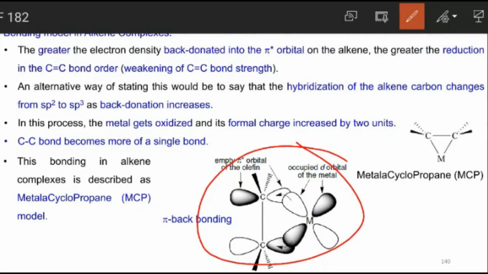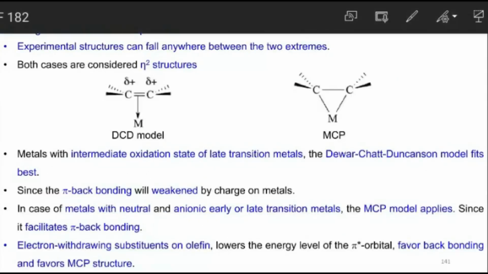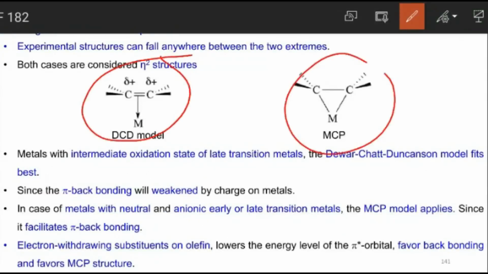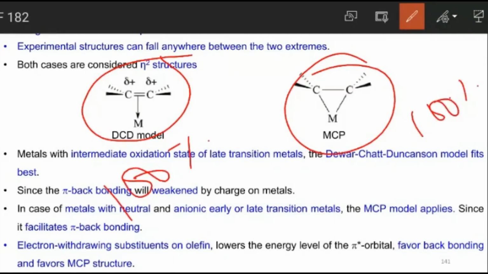That is what we call the metallocyclopropane model. So this is the DCD model and the MCP model. But to be frank, none of the complexes will be 100% like either model. It is only comparative in nature. Any molecule will not have a 100% DCD model, because all the olefin molecules, all the double bond molecules, accept electron density. Therefore, there will be a considerable amount of MCP character as well.